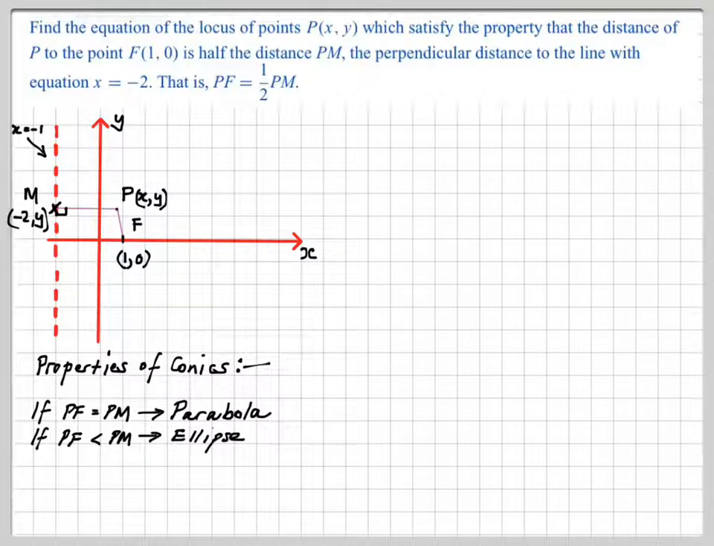And thirdly, if PF is greater than PM, you've got yourself a hyperbola. Now in conics language, F is what's called the focus, and that vertical line x equals minus 2 is called the directrix, which you don't have to worry about right now, but it's incredibly exciting stuff. So this is the one we're dealing with here, guys, because PF is less than PM. In fact, it's half of PM.